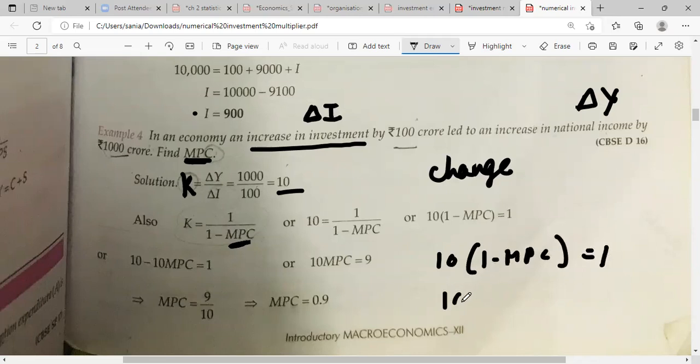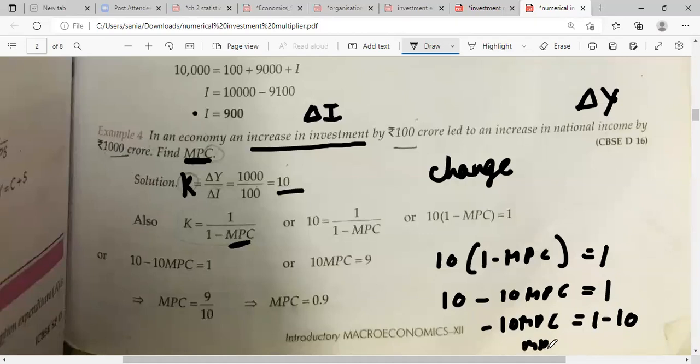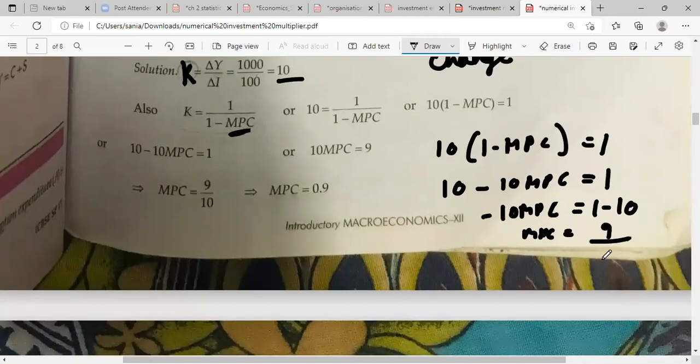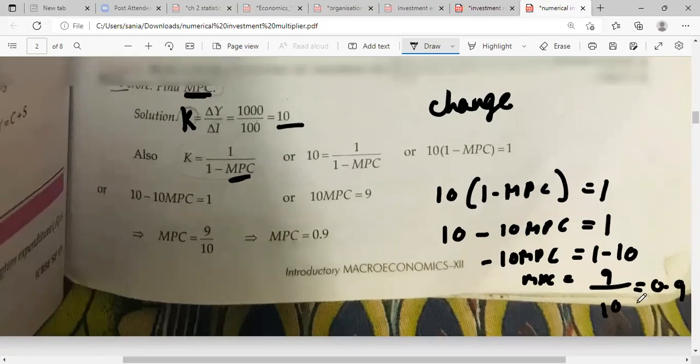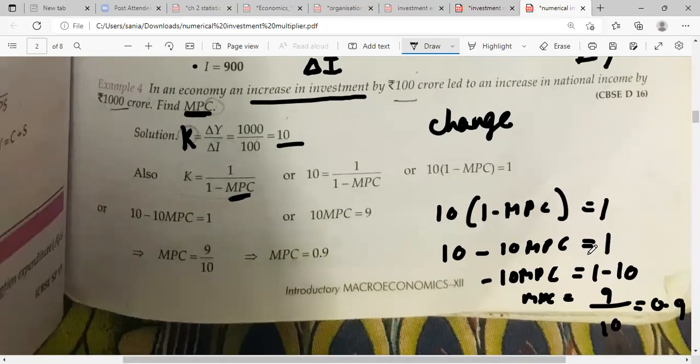So when you solve it, it will be 10 minus 10 MPC, right? Because this 10 will be multiplied by 1 and then with MPC. So 10 MPC equals 1 minus 10. Okay, like this, where MPC is basically 9 divided by 10, which is 0.9. Got the clearance? How they did it?